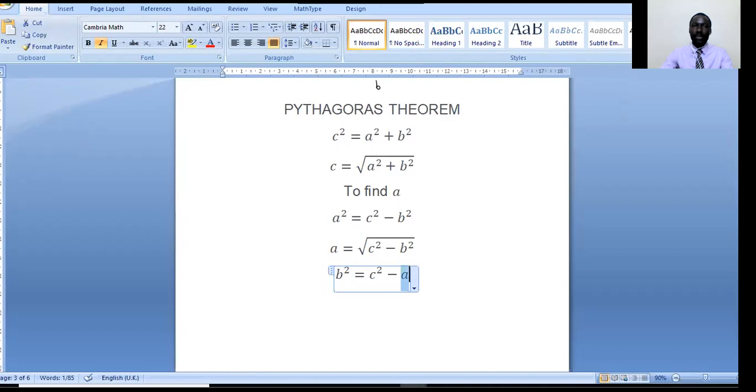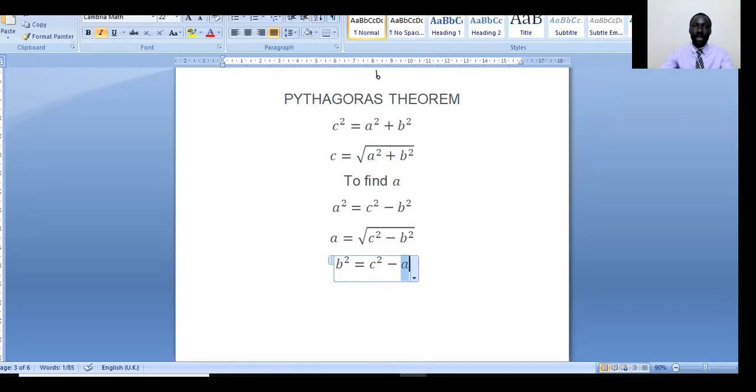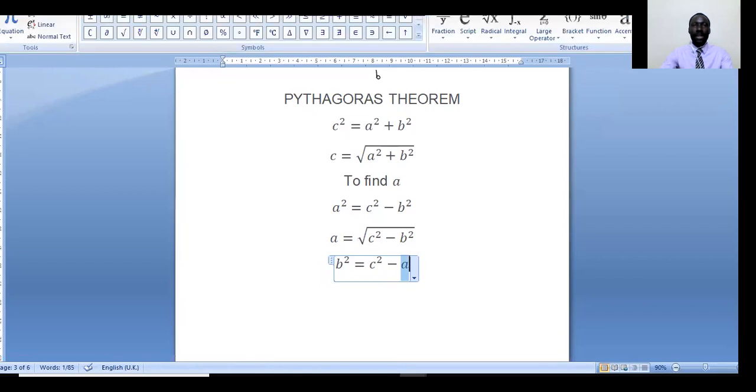Okay, so that's what we got. Now we will have to write A squared right away there. So now that we have got A squared, the next thing we want to find is the value of B, because we have now got B squared. So the question is, how do we find the value of B?